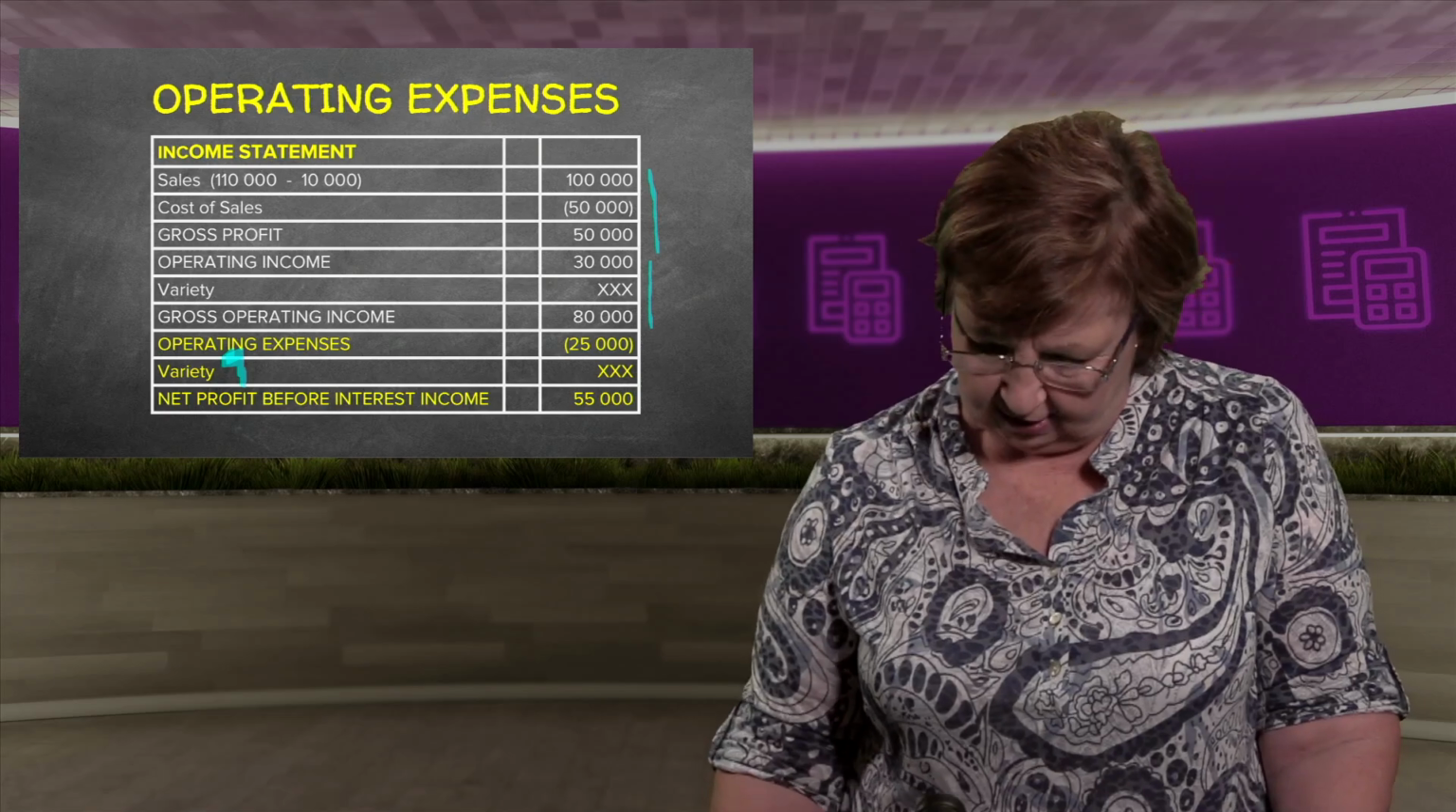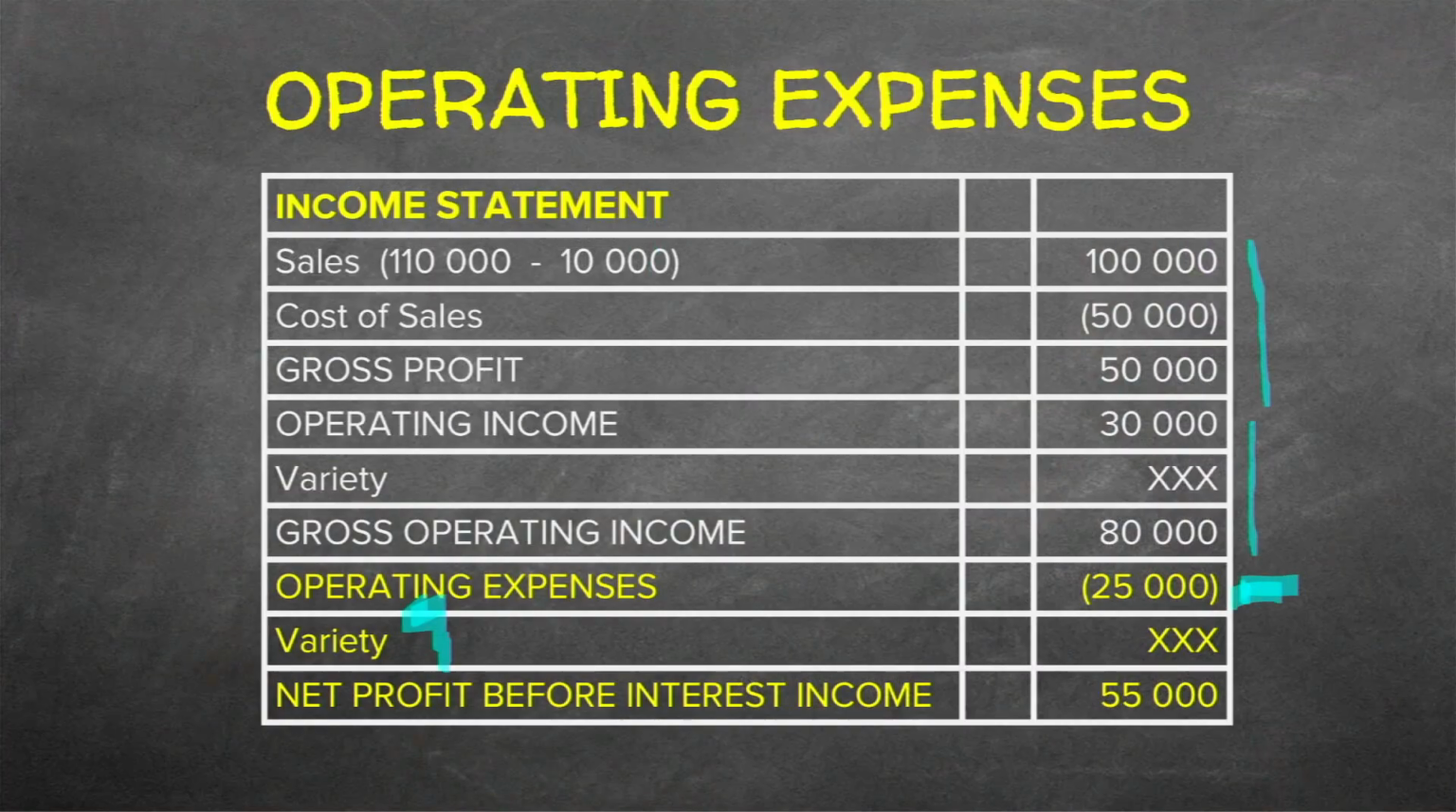And in this case, the answer is 25,000. Again, please note, it is in brackets. Bracket simply means we are going to subtract it. And so we are going to say 80,000 minus 25,000, which will give me my 55,000, which is my net profit before interest income.